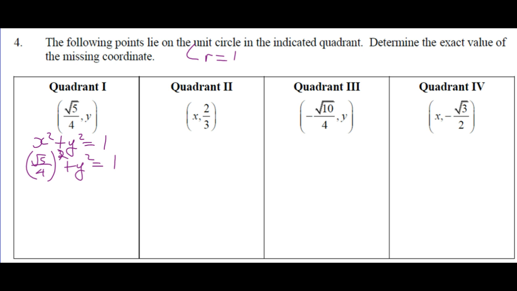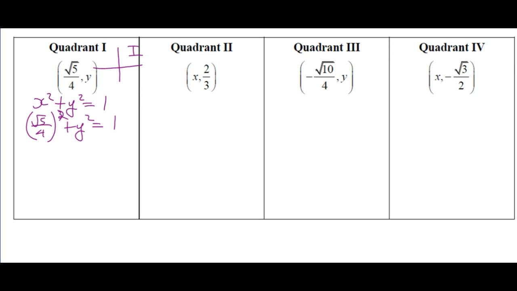And here's the question. In quadrant 1, what do we know about y? Positive, right? Because we're going to get y squared equals, so y is equal to plus or minus the root of, but we're in quadrant 1, so we want the positive square root. And we're almost there. So what is root 5 over 4 squared? So y squared is equal to 1 minus 5 over 16. What's 1 minus 5 over 16? So 11 over 16, and what is y?